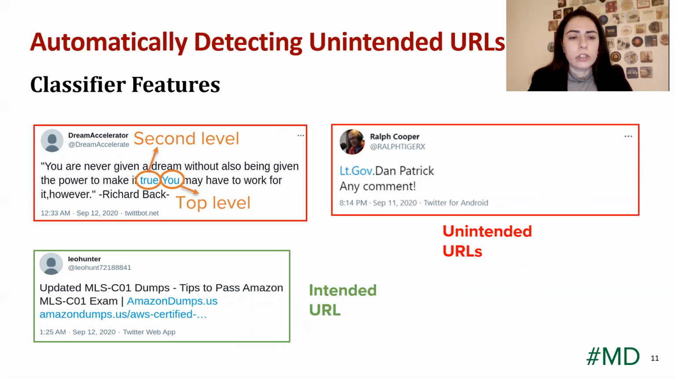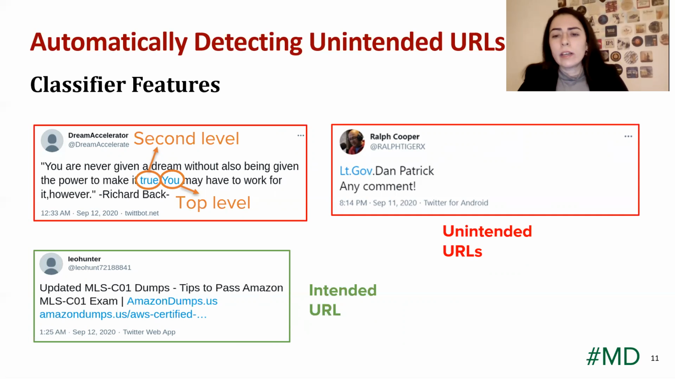Another observation here is that amazondumps.us repeats twice in one single tweet, which is also an indication that this URL is an intended URL rather than an unintended URL. And the second one also has path information. And we can again say that this is an inclination towards an intended URL.